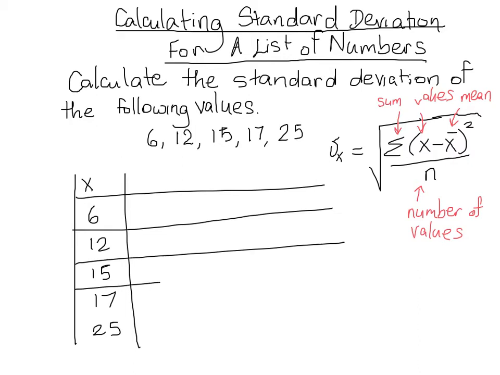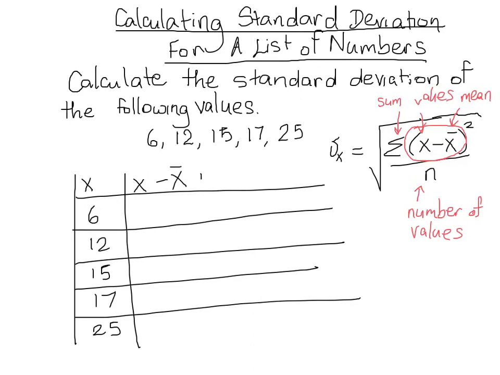Now, if you take a look at the formula, you'll notice that we're going to have to figure out a bunch of times what x minus the average of x is, which means the next column in my table will be exactly that, x minus the average of x. Again, we see that we're going to have to square that a bunch of times. So that will be my last column, x minus the average of x, squared.